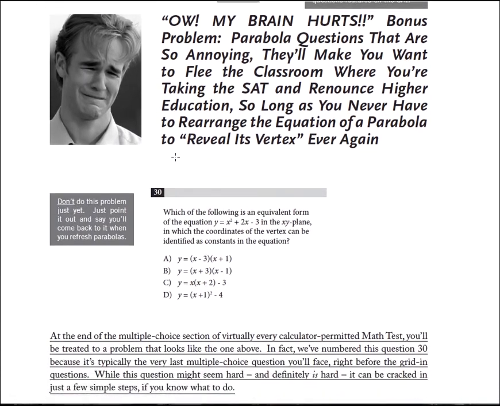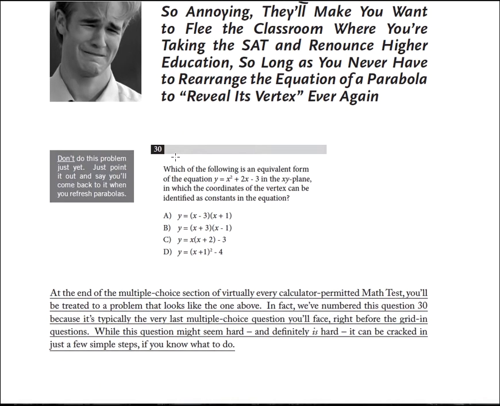So let's go to page 326 here. There are really two types of parabola questions you're going to be going over with students. You're going to be going over questions that ask you to put a parabola in vertex form, such as this question here. The reason we've numbered this one number 30 is that this is an example of the hardest question from an actual SAT. But as it says here in the teacher edition notes, don't do the problem just yet. The first thing you're going to do is refresh parabolas with your students, and then you're going to come back and do that problem. So first you're going to refresh them.